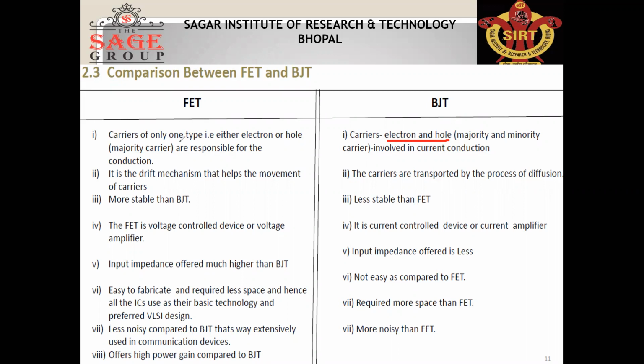FET is a unipolar device, because only one type of charge carrier, either electron or hole, not both, is responsible for the conduction of current. The majority charge carriers are responsible for the conduction of current. That's why FET is known as unipolar, whereas BJT is bipolar.